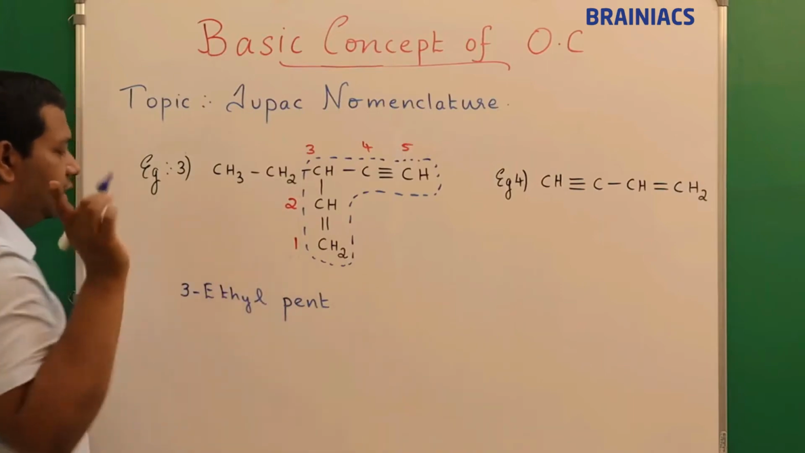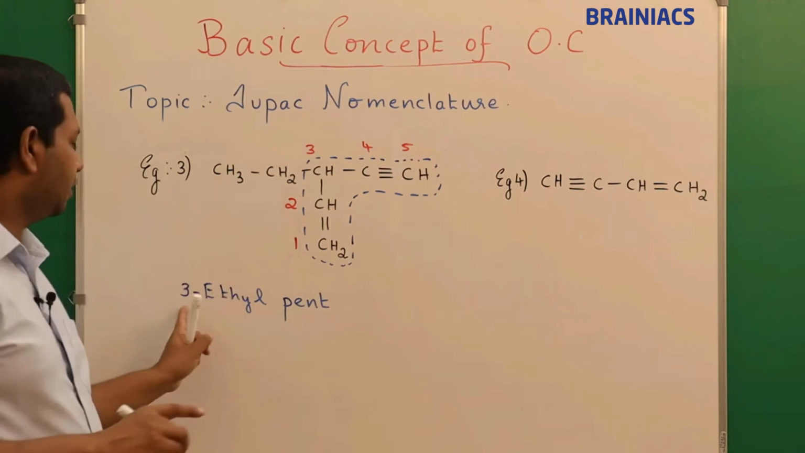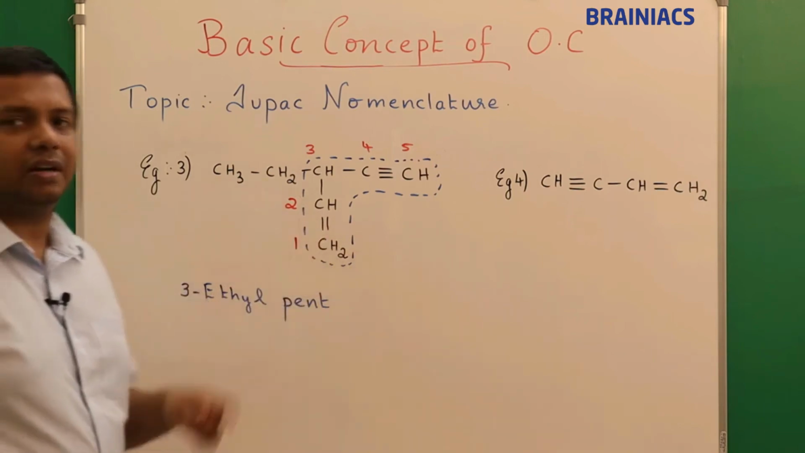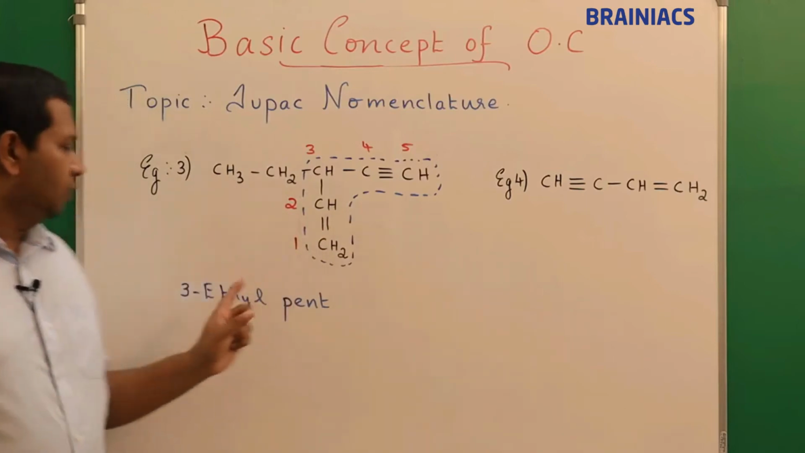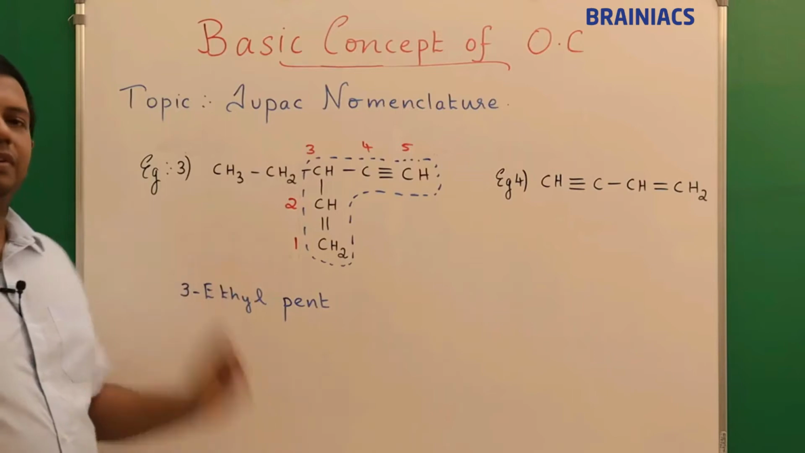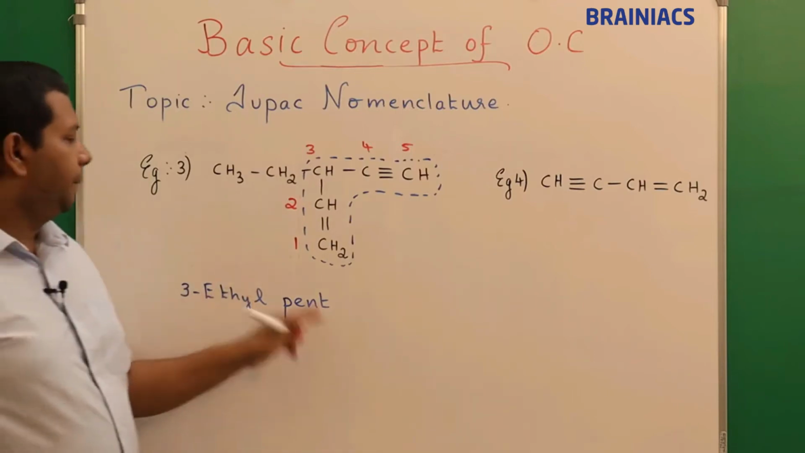Okay, one more thing I need to remind you. Whenever you start the naming, the first letter should be a capital letter. So 3 hyphen E is a capital letter. In the previous examples I have written in small letters, so please correct it. So in the naming, the first letter should always be a capital letter. Okay, so 3 hyphen ethyl pent.